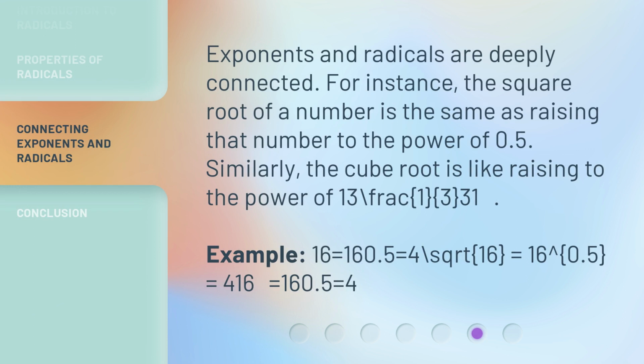Exponents and radicals are deeply connected. For instance, the square root of a number is the same as raising that number to the power of 0.5. Similarly, the cube root is like raising to the power of 1/3. Example: √16 = 16^0.5 = 4.